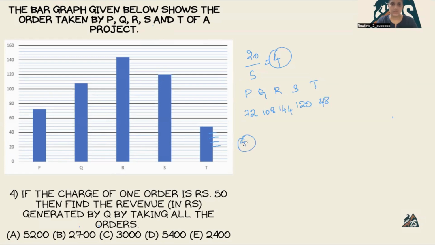Let us see the fourth sum. If the charge of one order is rupees 50, then find the revenue. Here they are asking you to find the revenue generated by Q. So we know the orders and we know the cost per order, 50. For convenience, we can take it as 100 plus 8 into 50, which is 5,000 plus 400, which is 5,400. So your answer is 5,400.